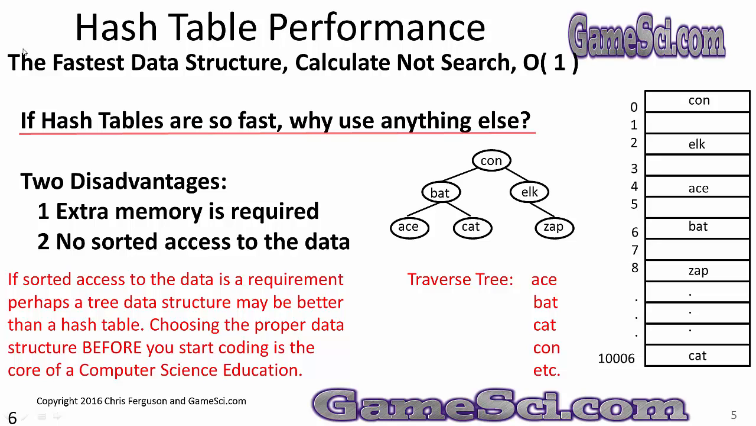If it is a requirement to show the other players in an online game a list of who's logged on, you'd kind of like to see that list in order. Well, trees offer up in-order traversals. An in-order traversal of a tree will show you who's logged on to the game in alphabetical order. Ace, bat, cat, con, and so on. The only way to get ordered access to the data is to use something other than a hash table. And that's really what we're trying to learn here. When do I use a hash table? When do I use a binary tree? When do I use a linked list?